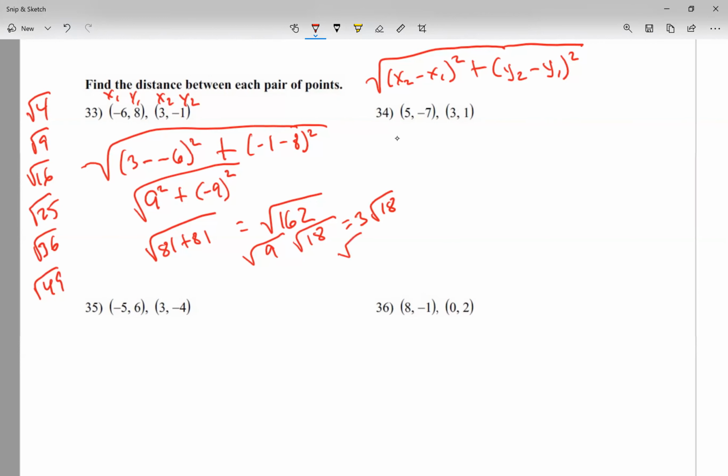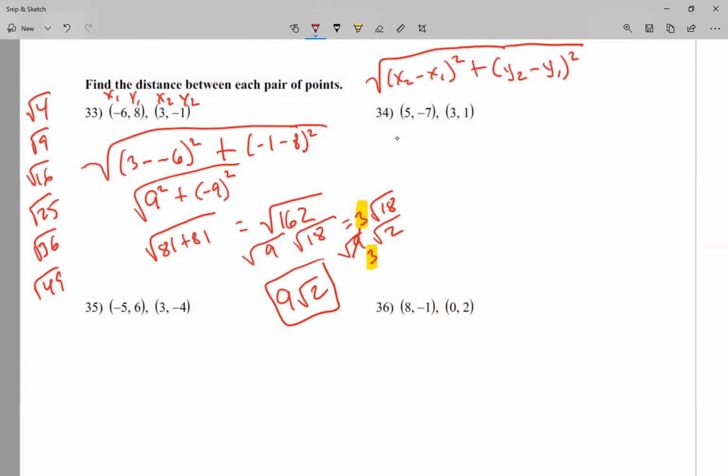How about I split 18 into 2 radicals, and I'm going to break that as 9 times 2. The square root of 9 is 3. Now I have 2 whole numbers, so let me multiply those out. And my answer will be 9 square root of 2. All right, not too bad.